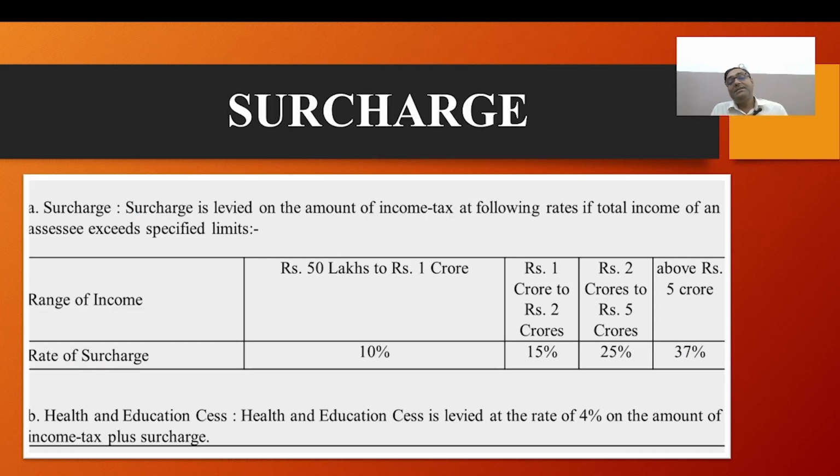After the surcharges, health and education cess is charged. Health and education cess is levied at the rate of 4%. In the past, it was only 1%. Now it is 4% on income tax.